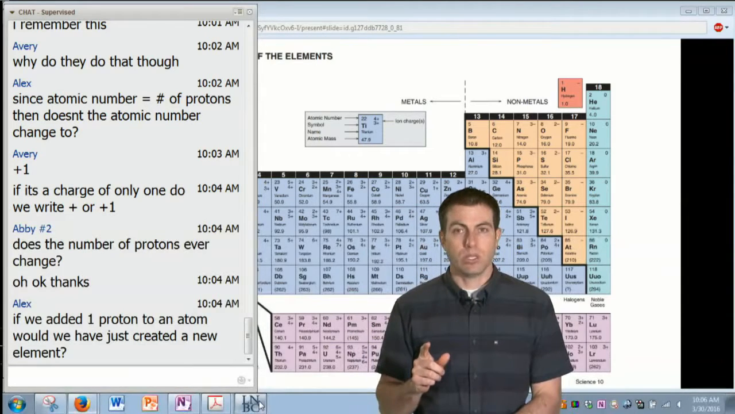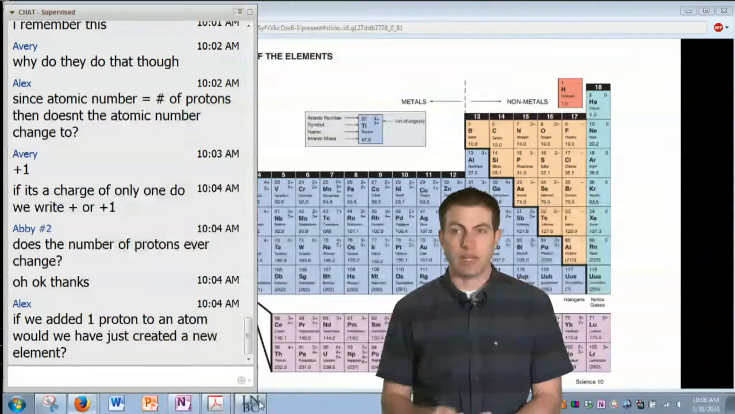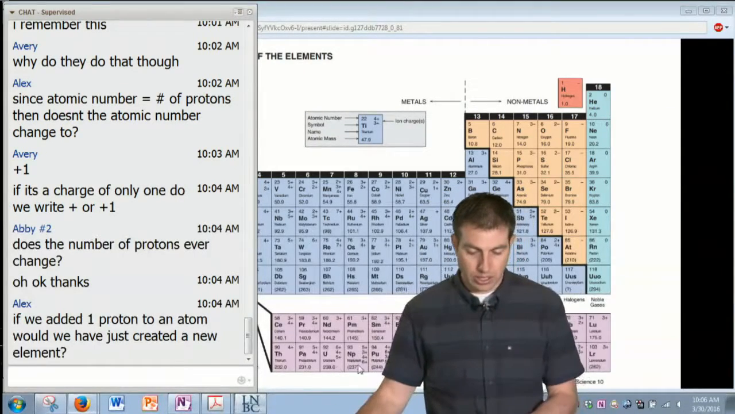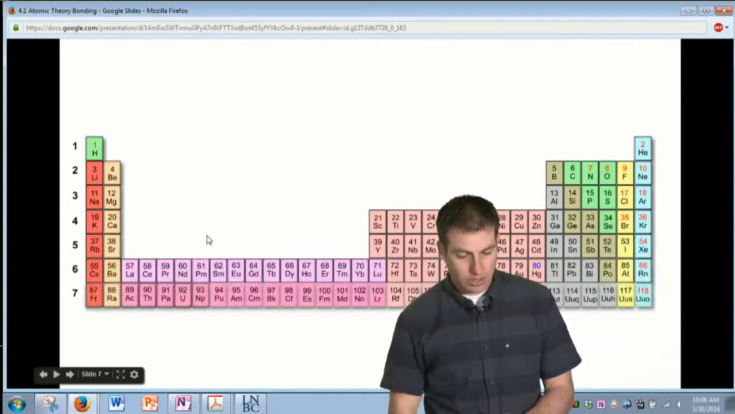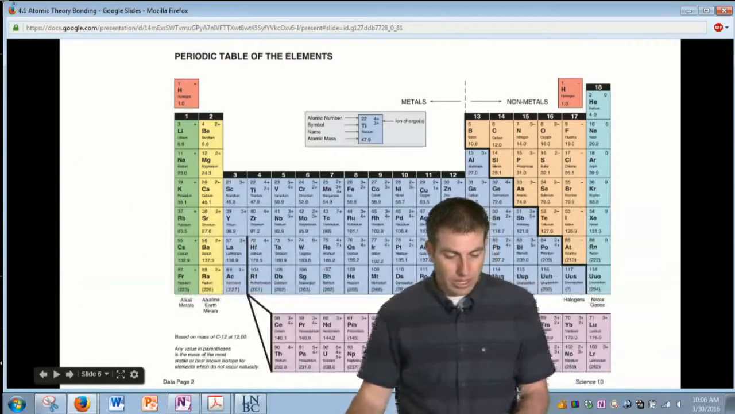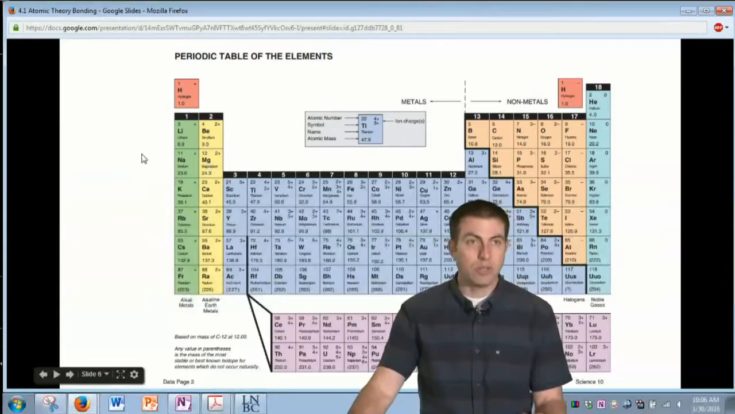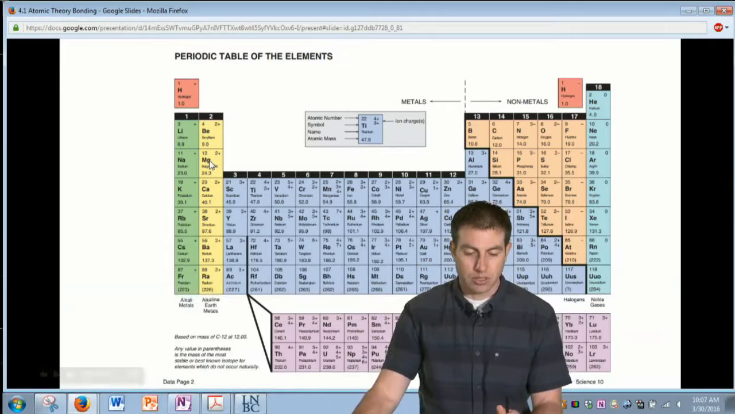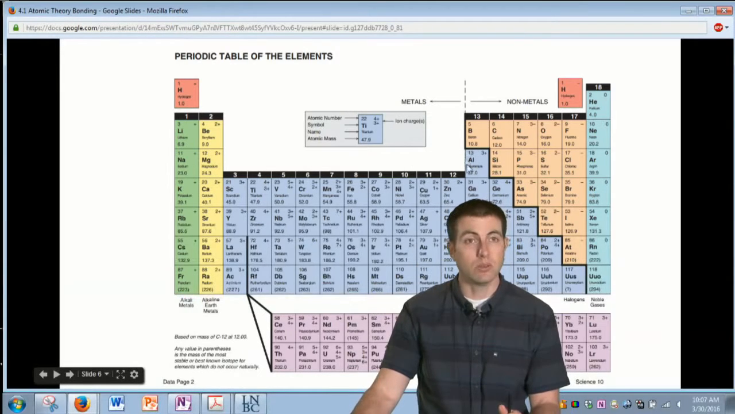So I think we got most of those questions. If we added one proton to an atom, would we have just created a new element? Yes, you have. Exactly. So if you go back to that other periodic table and you were at sodium, and you could figure out a way to throw a proton in the middle of sodium, you would end up with magnesium. You'd go from 11 to 12. And then if you had some magnesium and you threw one more proton in the middle, you would go from 12 to 13. All of a sudden it becomes aluminum.